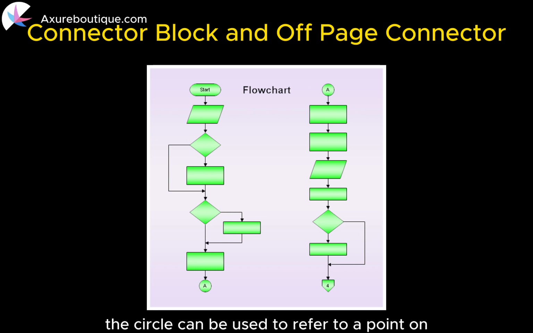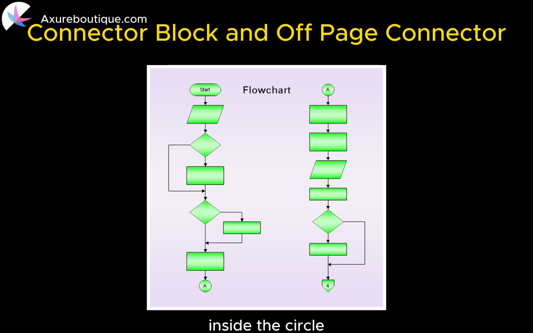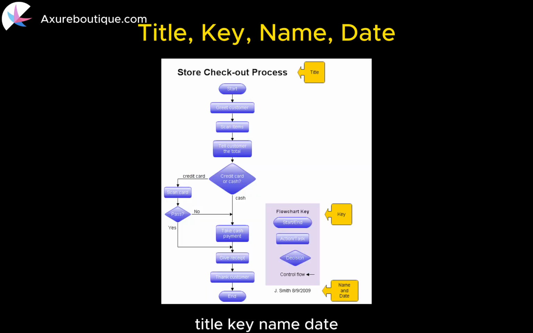The circle can be used to refer to a point on the same page or on a different page. You can also use the off-page connector shape. The circle and the off-page connector are equivalent. Inside the circle you can use either letters or numbers. For off-page references you should use the page number, title, key, name, date.